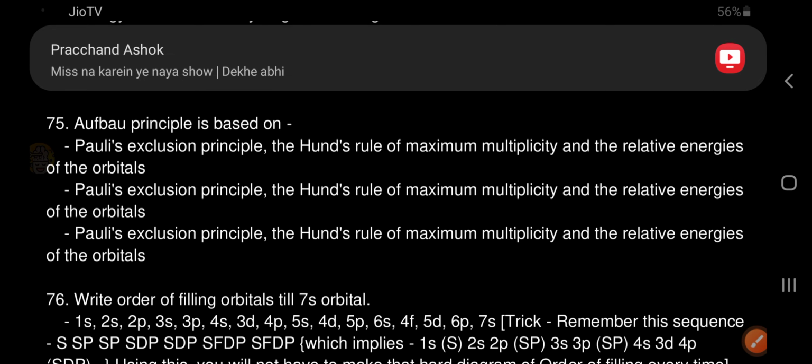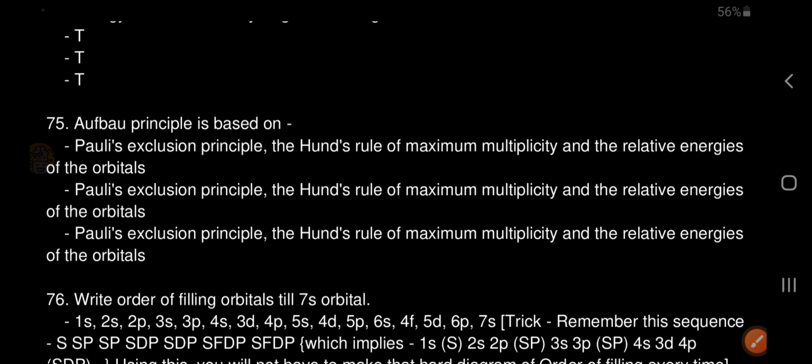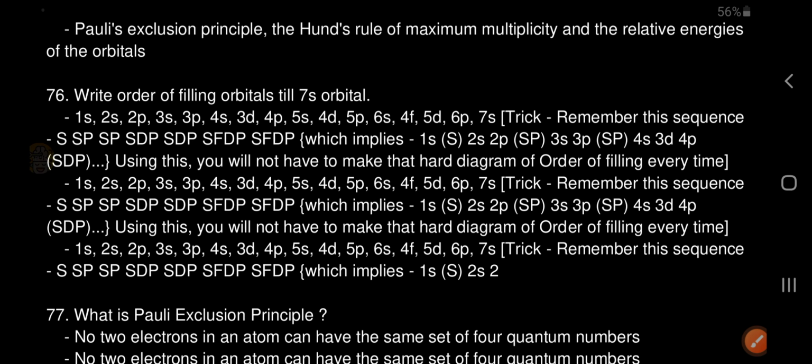Aufbau principle is based on Pauli's exclusion principle, Hund's rule of maximum multiplicity, and the relative energies of the orbitals. What is the right order of filling orbitals up to the 7s orbital?